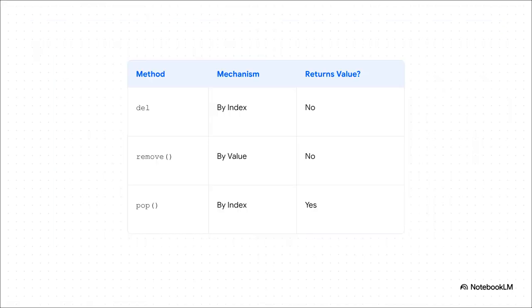Okay, so adding is covered. What about taking things away? Python gives you 3 options, and which one you use depends on the situation. If you know the position of the item you want to delete, you use the del keyword. If you know the value of the item but not its position, you use the .remove method. And here's the cool one. If you want to remove an item and do something with it, you use .pop. It pulls the item out of the list and hands it back to you.